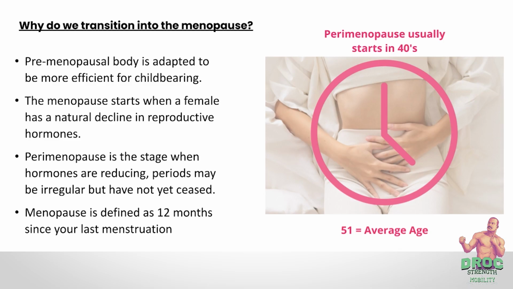So why do we transition into the menopause? So the premenopausal body is adapted to be more efficient for childbearing. So we go through this phase from puberty until the menopause, where every month our body is preparing in order to carry a child. So the lining of our womb thickens, and then when we don't fall pregnant, we have our period each month. As we get a little bit older, the menopause starts when there's a natural decline in the reproductive hormones. And when we're talking about reproductive hormones, we're going to be focusing mostly around estrogen levels.